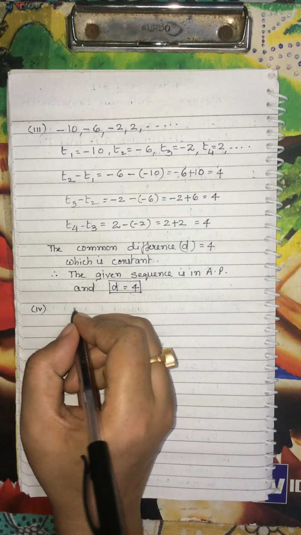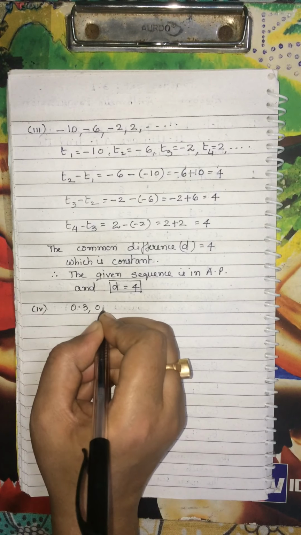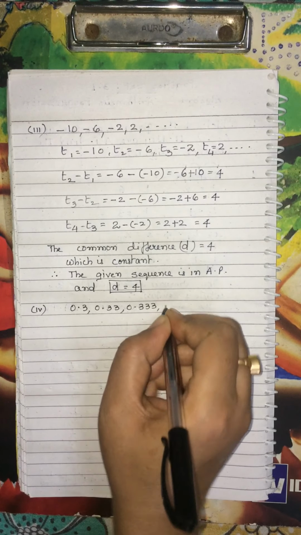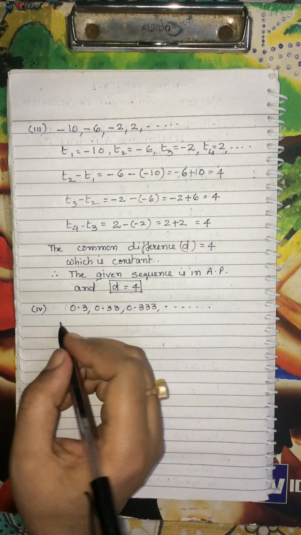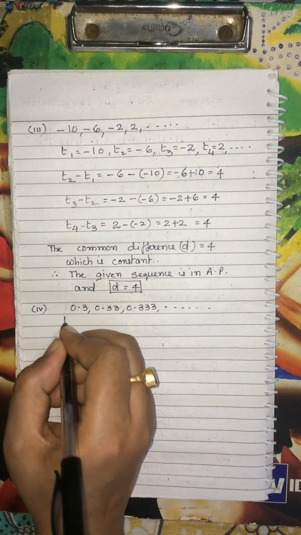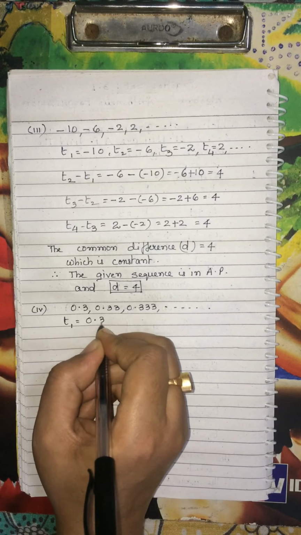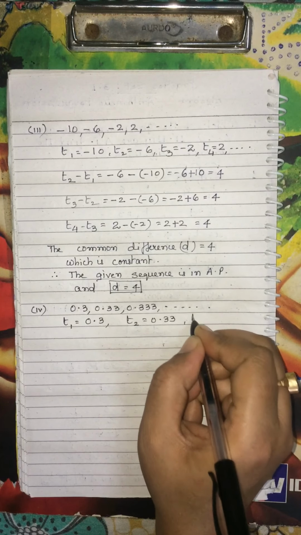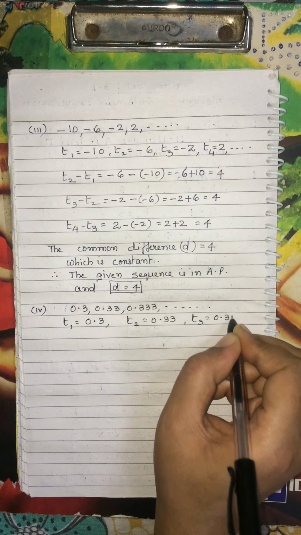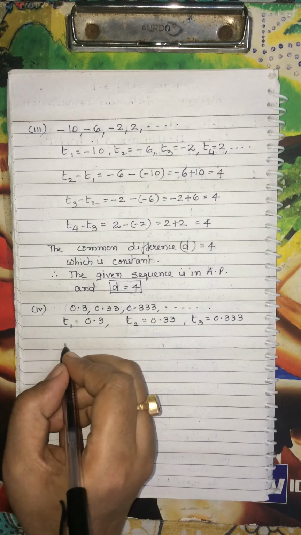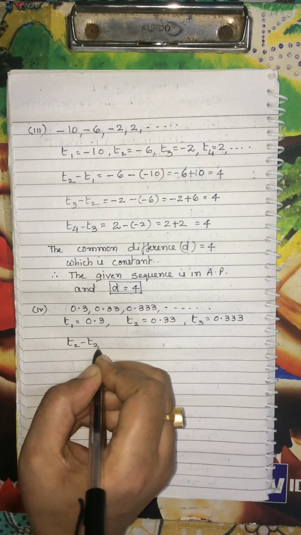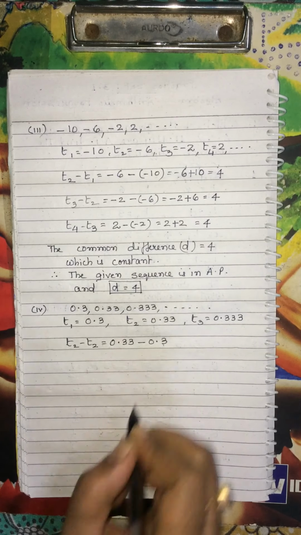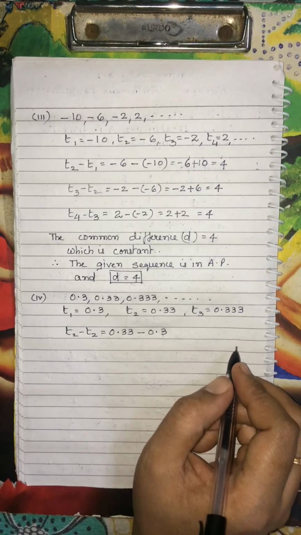The fourth question is given as 0.3, 0.33, 0.333 and so on. Now the sequence has the first term T1 as 0.3, second term T2 as 0.33, third term as 0.333. So find the difference between two terms, T2 minus T1, 0.33 minus 0.3. How to find the difference, children? Put it one under the other.